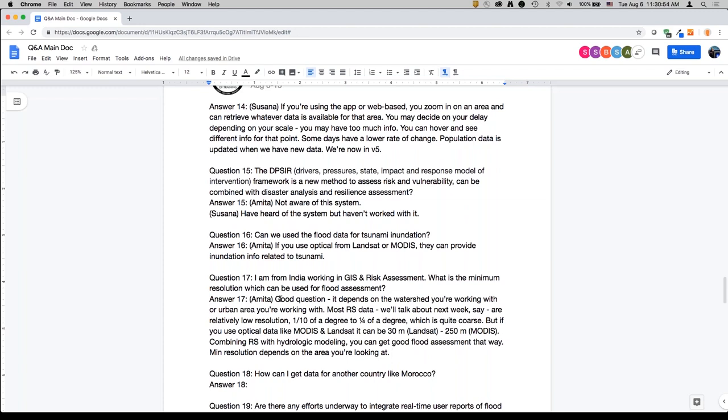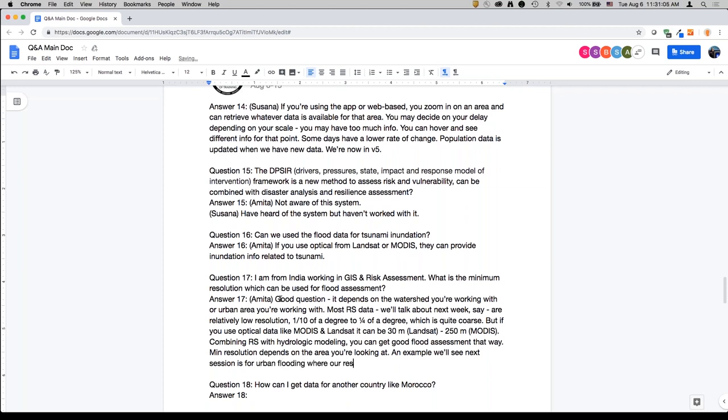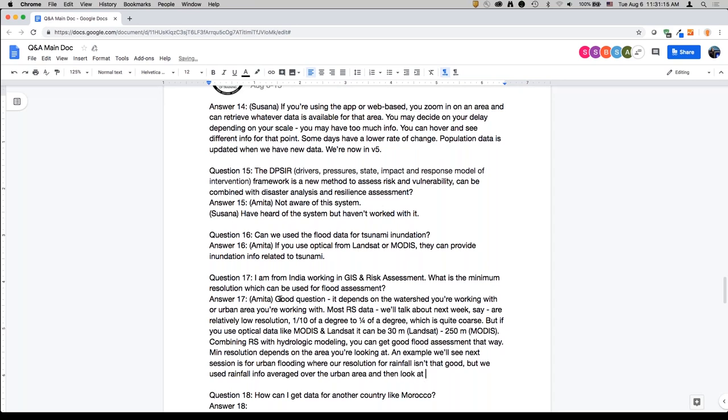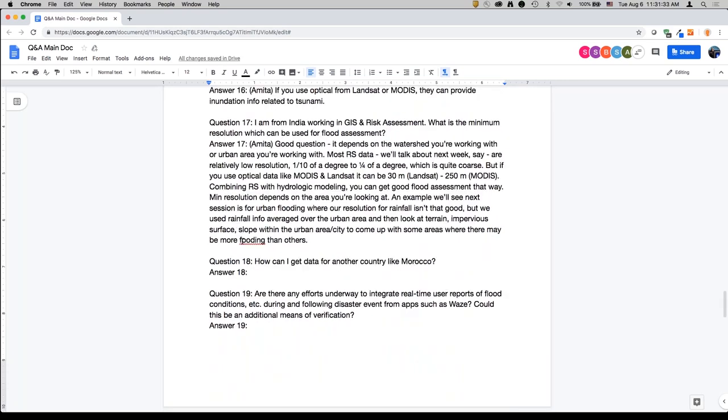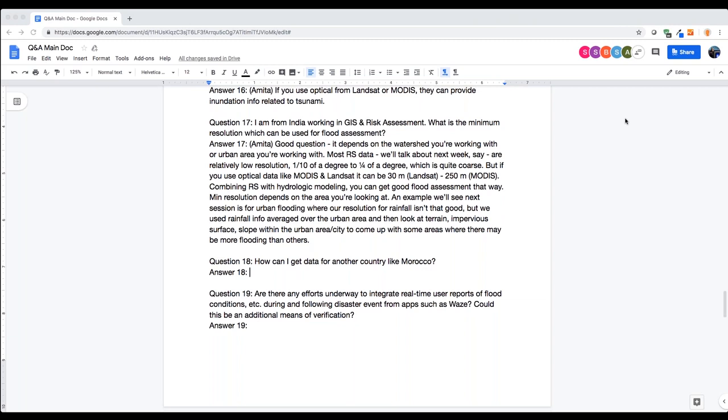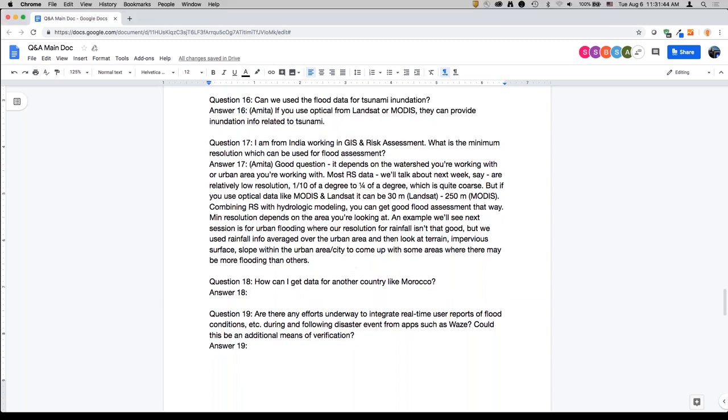An example we'll see next session is for urban flooding, where our resolution of rainfall is not that good, but we use rainfall information averaged over the urban area and then look at, say, terrain or impervious surface and slope within the city to come up with some areas where there may be more flooding than others. So that's all you can do when you have coarse resolution data. Commercial satellites provide a few meters resolution, and that seems to work well for flood assessment.